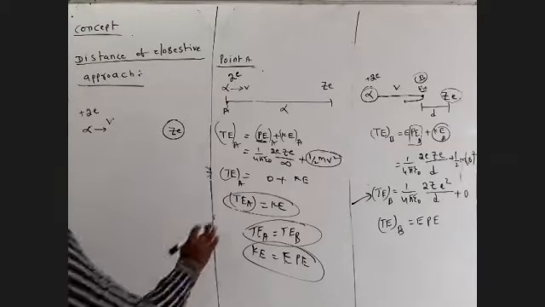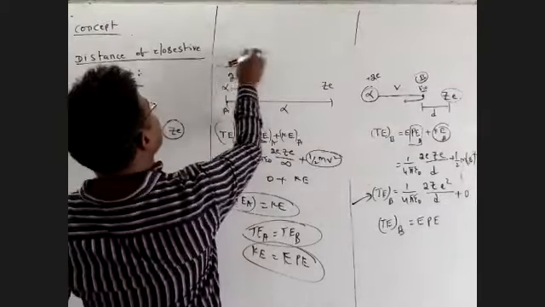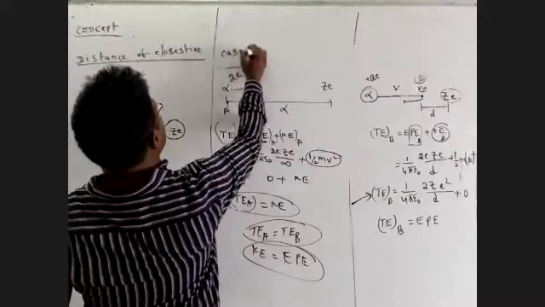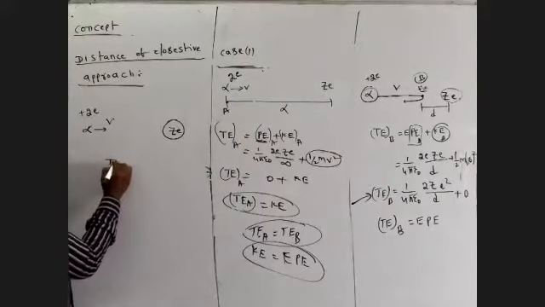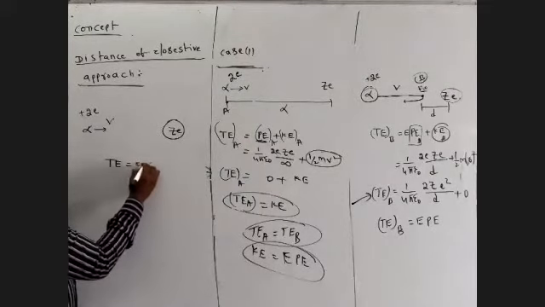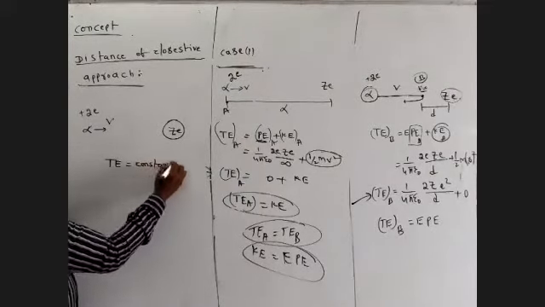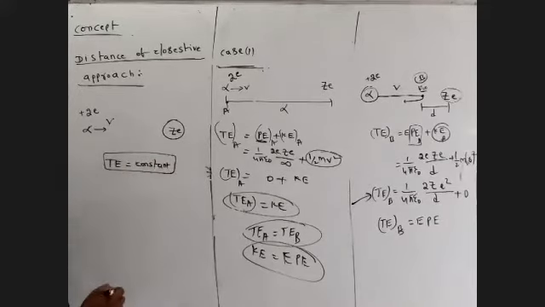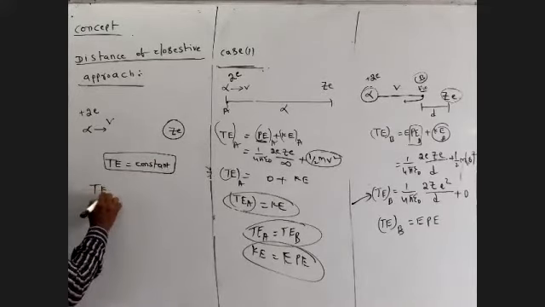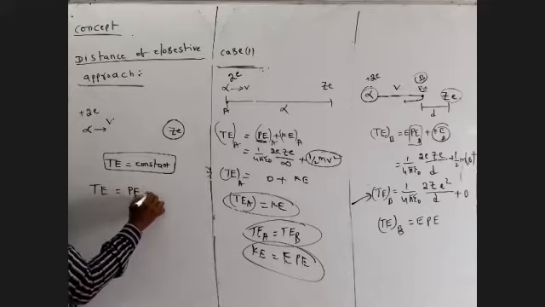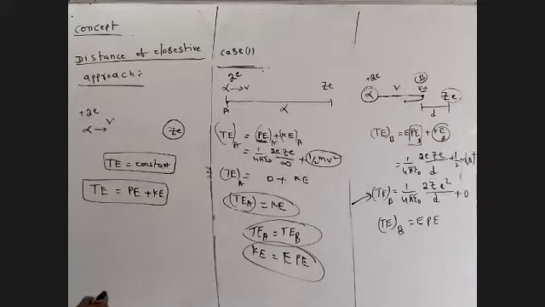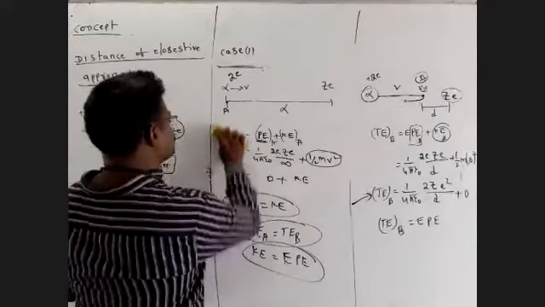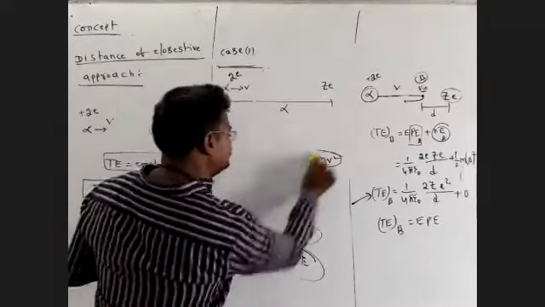So first situation, I'm taking case one. In case one, the point is that total energy is constant at any point. Keep in your mind that total energy is equal to the sum of potential energy plus kinetic energy. This is the problem. Now, I'm going to explain this carefully.